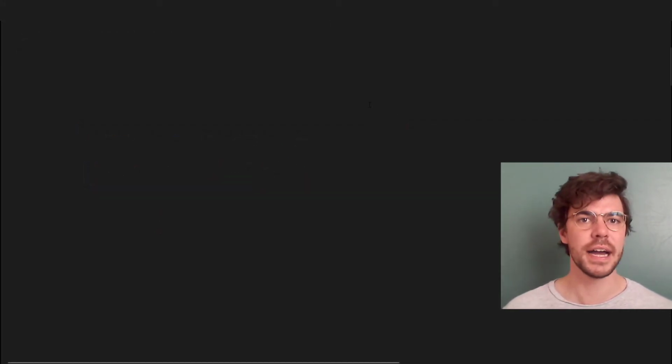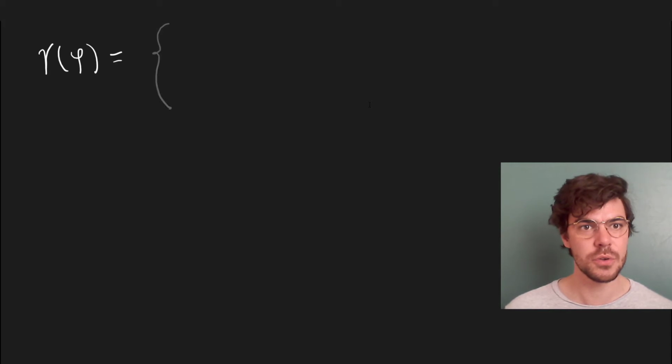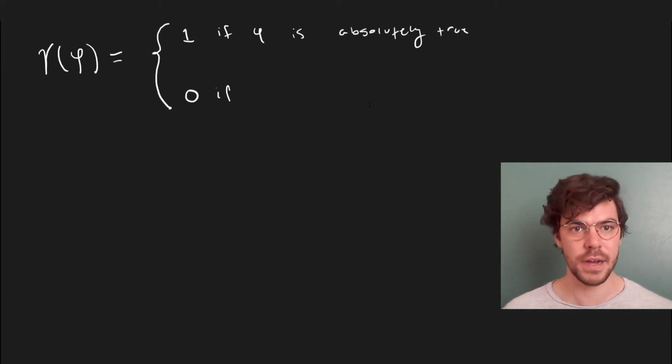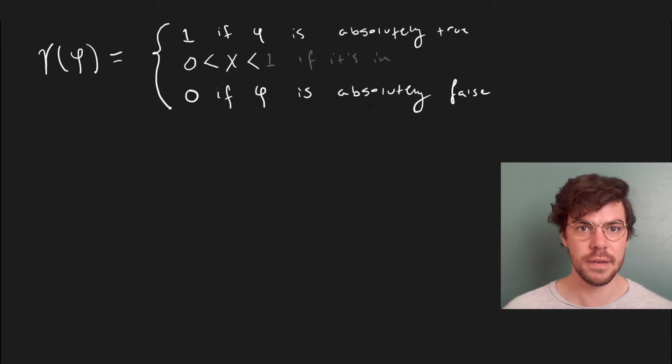So let's take phi and psi to be our sentence variables, and we'll introduce this sign v. So we'll say the valuation of phi is equal to 1 if phi is absolutely true, 0 if phi is absolutely false, but in the middle we can say it's an x which is greater than 0 and less than 1 if it's in between.